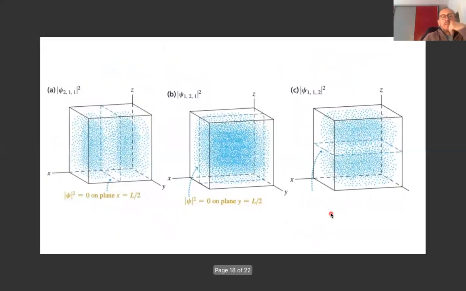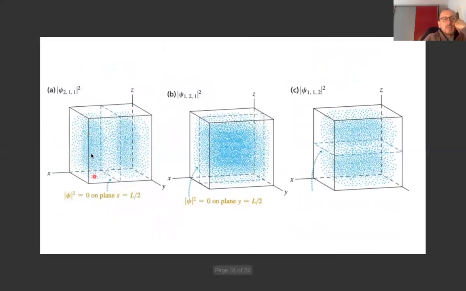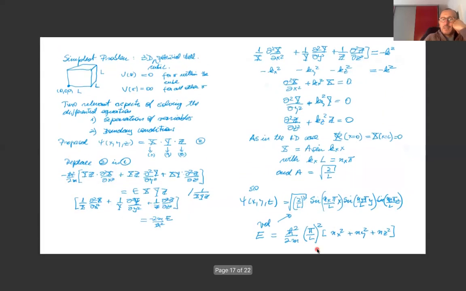Okay, so this is the funny thing. Here, for example, we are looking at the density of points in this. It means that phi squared is large. The larger number of points in here means phi squared is large here, and phi squared is large here. This particular energy level, you can see how the energy levels are nx, ny, and nz.